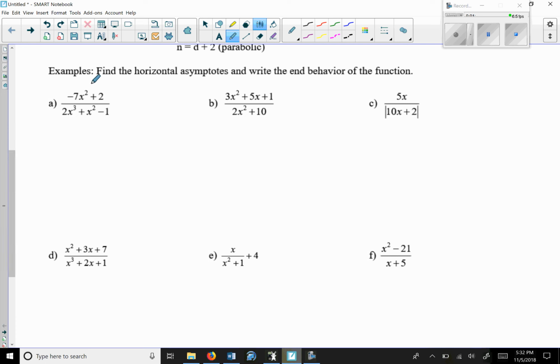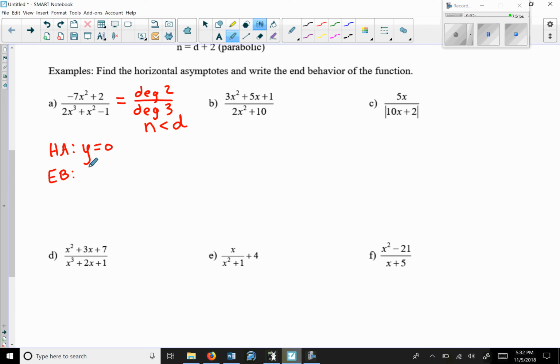So in this case, if I look at this first equation, notice that the degree of the numerator is 2 and the degree of the denominator is 3. So that means that the numerator degree is less than the denominator degree. And we said when that happens, then your horizontal asymptote is just going to be at 0 or the number on the outside. There's nothing being added or subtracted to this fraction, so that's why it's just 0.